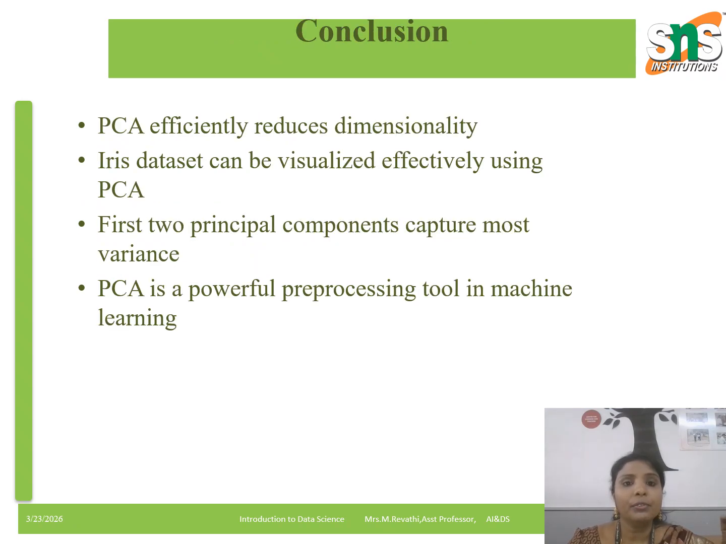We come to the end of this section. Let's conclude the topic. PCA helps in reducing the dimensionality of data. It allows us to visualize complex data easily. In the Iris dataset, the first two principal components capture most of the important information. And overall, PCA is a powerful pre-processing technique for datasets.